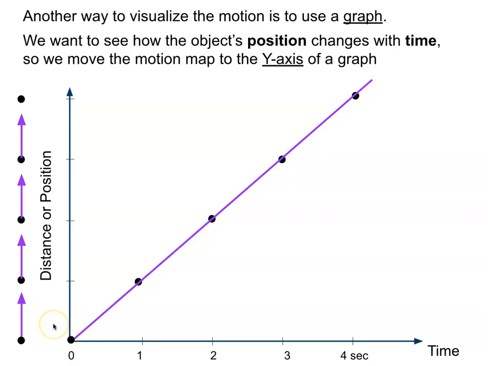Another way to visualize the motion of an object is to use a graph. So we want to see how the object's position changes with time, so we move the motion map to the y-axis of the graph. So if we were to take its position at 0 seconds, right, so where it starts, that's going to be a distance of 0. And after each second, we can see that it is moving a particular distance. And so we just simply plot that point on the graph. So we just move that over and we can see, right? So at a distance of 1, its time is equal to 1.